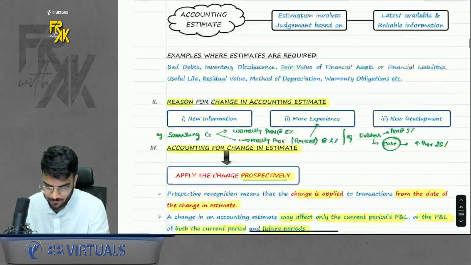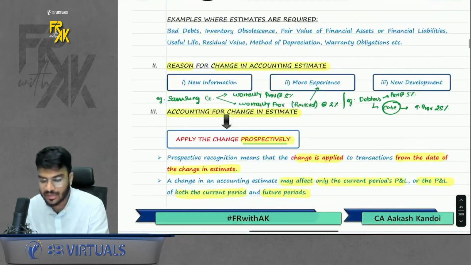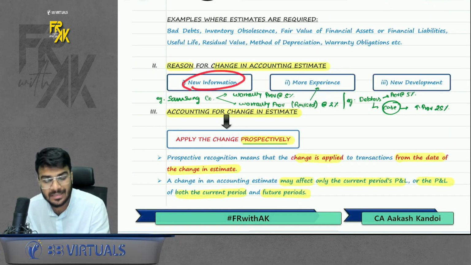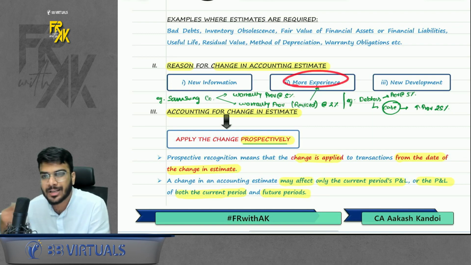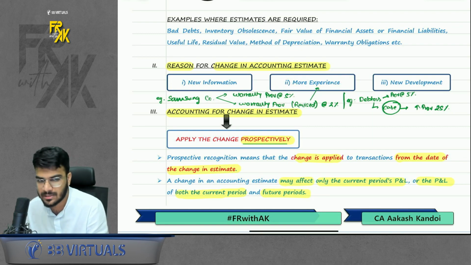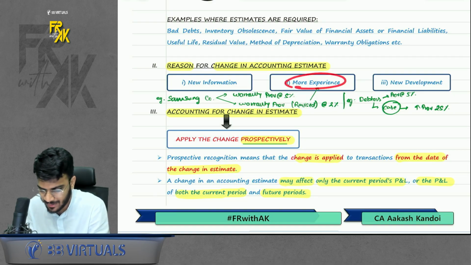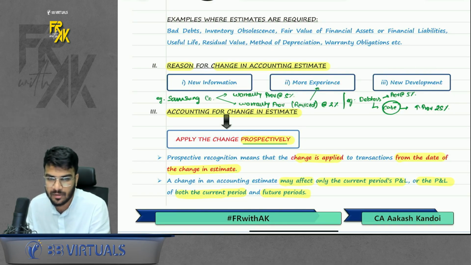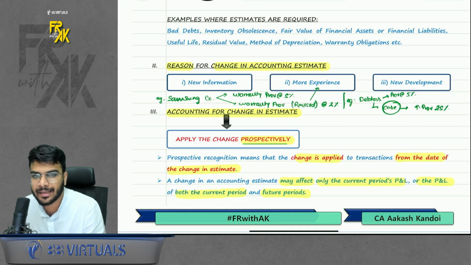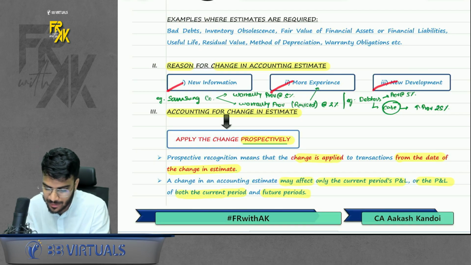Then, can you change any accounting estimate? Yes, you can change in 3 cases. Either you receive any new information because of which you feel you will have to change your estimate, or you get more experience and feel that the past estimate is not proper. You have to increase or decrease the estimate based on your new experience, or there is any new development due to which you feel the estimate can change. Due to these 3 reasons, you can change your estimate.